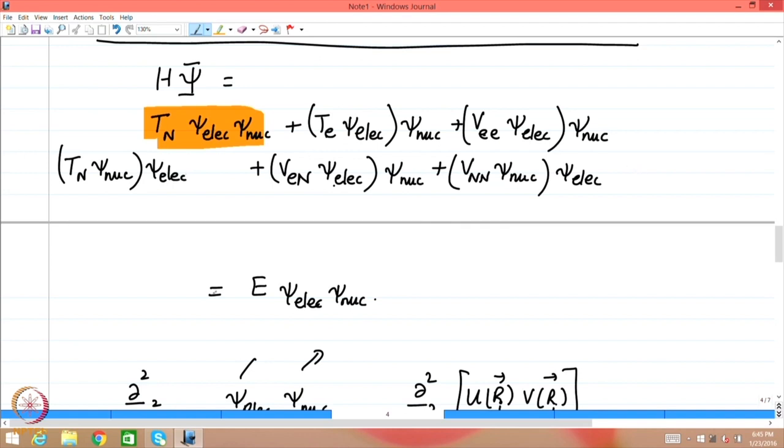Therefore, I would not write this as E psi, but rather I would write this as approximate E psi. So, what you have here is that this term goes away and is replaced by this term Tn psi nuclear, and then you have Te psi electronic, Vee psi electronic, Ven psi electronic. Remember, all these things depend on the electronic coordinates. Okay.